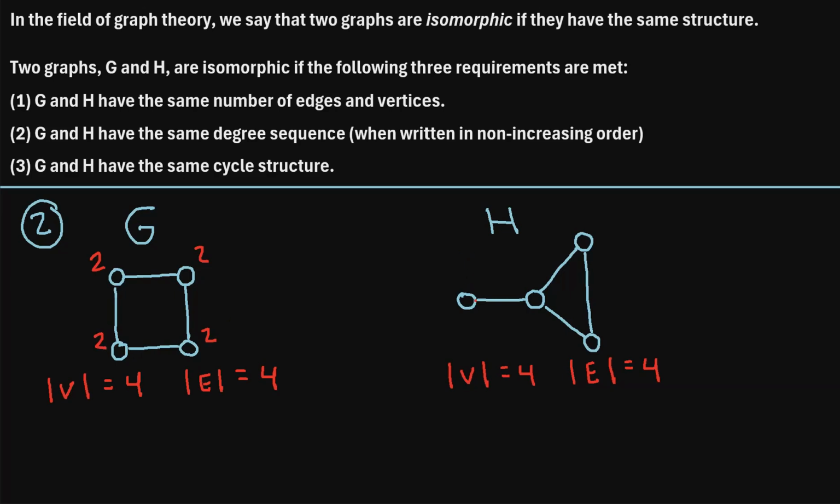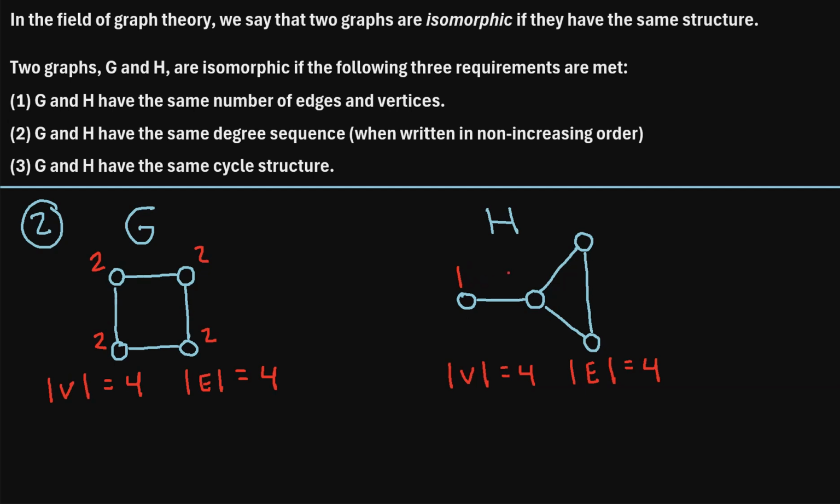Now, if we look at graph H, this vertex right here, it only has 1 edge that is attached to it. So it has a degree of 1. Now, right away, we can see that graph G only has vertices with degrees of 2, and we already have a degree of 1 right here. So we already know their degree sequence will not be the same, and the graphs will not be isomorphic.